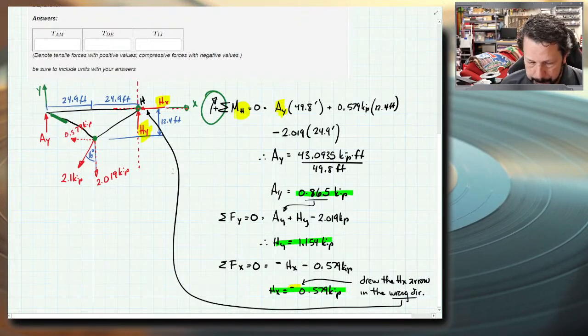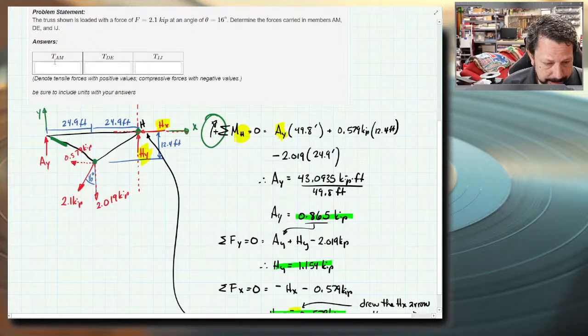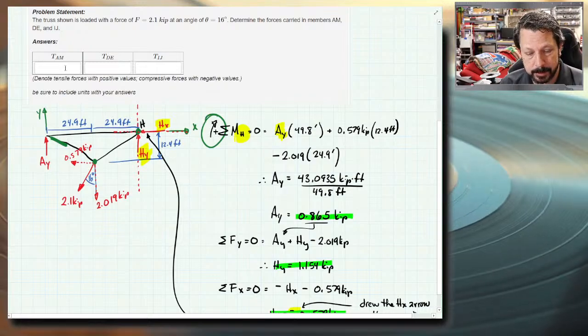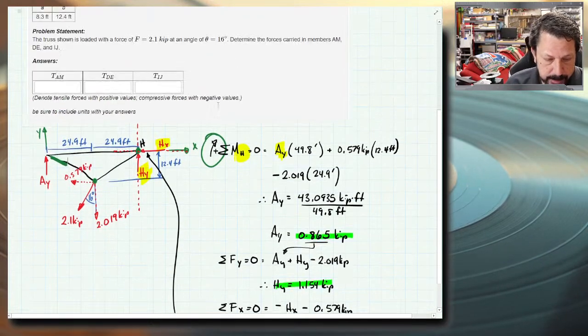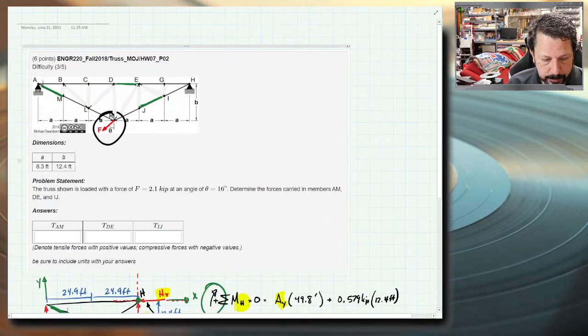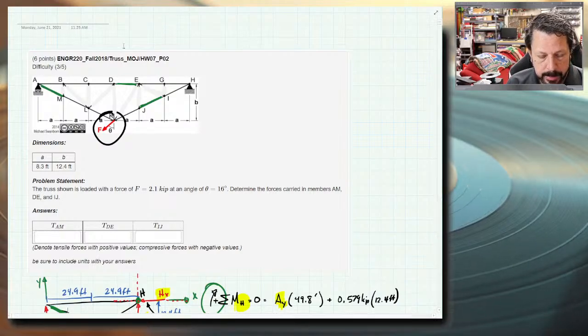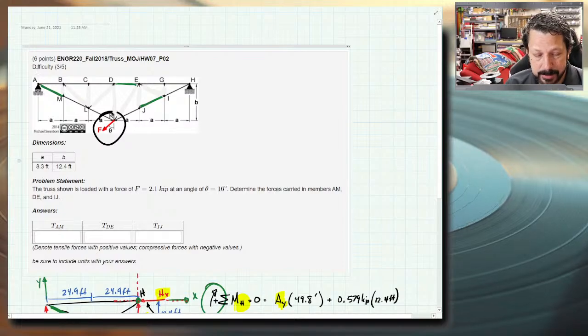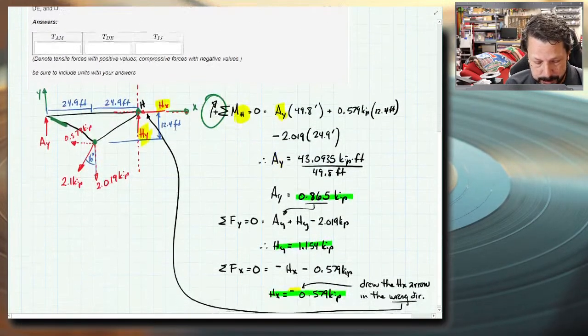All right, so at this point, why don't we try and find the tension in AM, recognizing that they mean tension as a positive number and compression as a negative. So it could be that the tension in AM is actually a negative number, meaning it's a compression. So AM was originally right here. And at this point, I have a value for AY. So I think method of joints at A is our best bet.